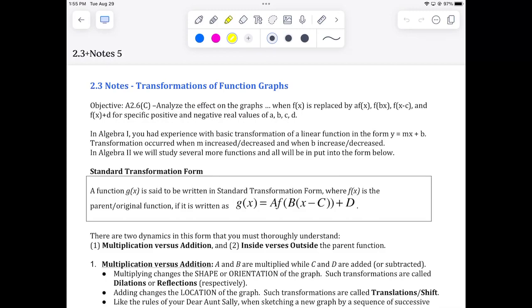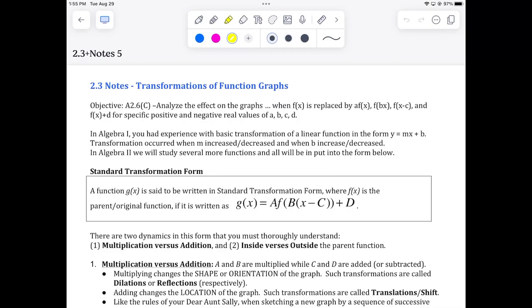But I will tell you that there's two different things that you need to be totally aware of before we start. That is, do the letters come inside the function or outside the function? What do I mean by that? When I read this, I read it as a times f of, and then plus d. So this b and the c, this is considered inside the function. And the a and the d are considered outside the function. Any change to the inside of the function, that is any change to the x's, whether it's by b or c, that changes your input. That changes your graph horizontally. It's a horizontal change.